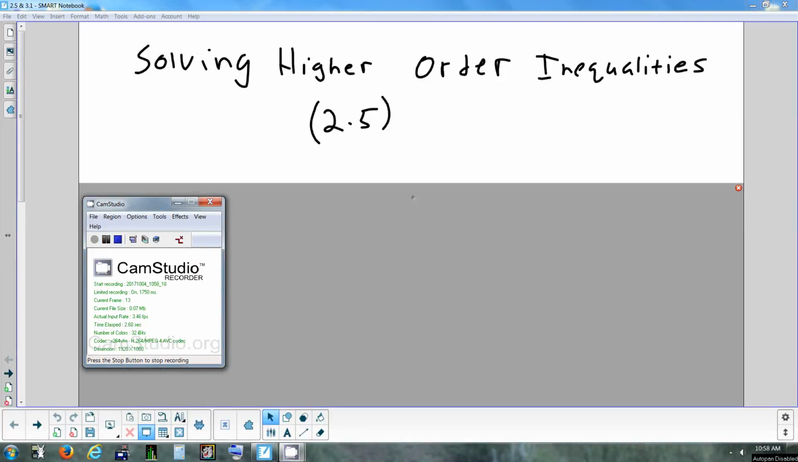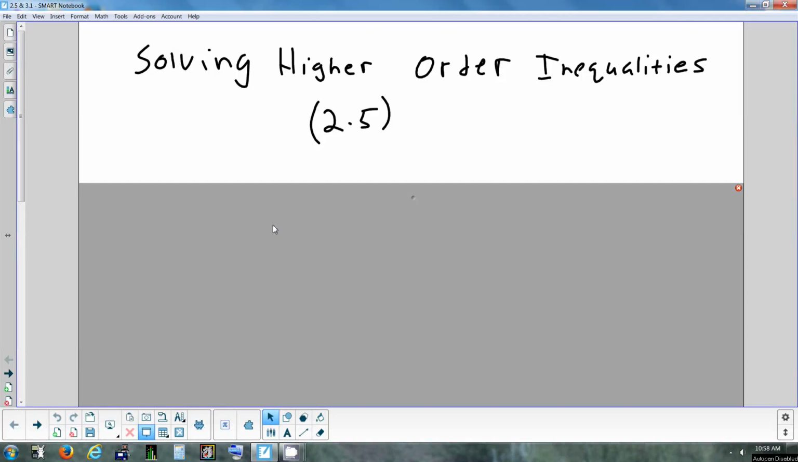All right, so yesterday we looked at solving basic inequalities, things like 2x plus 4 is less than 5x minus 8. The point is, when you solved it, all you had was an x. You didn't have anything with a higher exponent. Today we're going to look at inequalities again, but ones that have exponents higher than just a 1, like quadratic, and maybe one cubic.